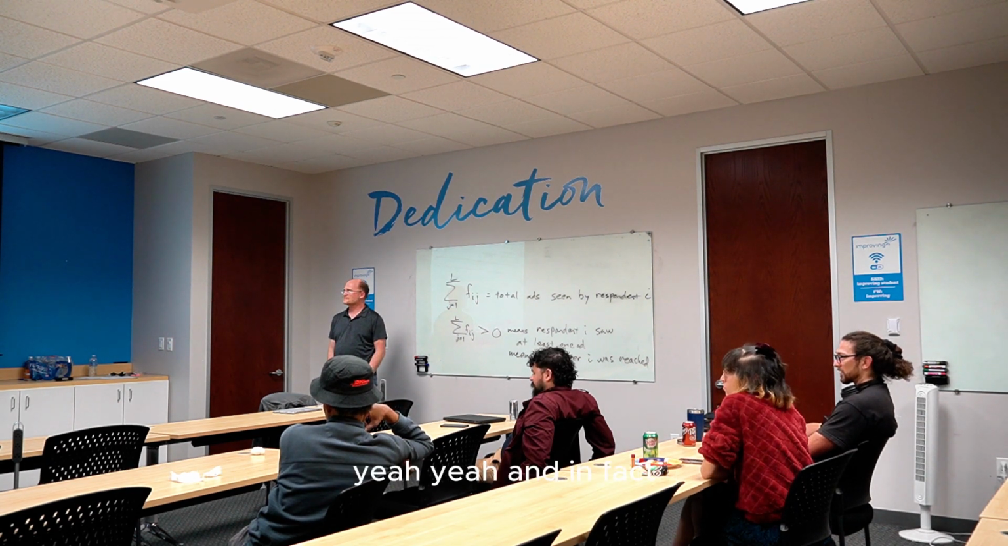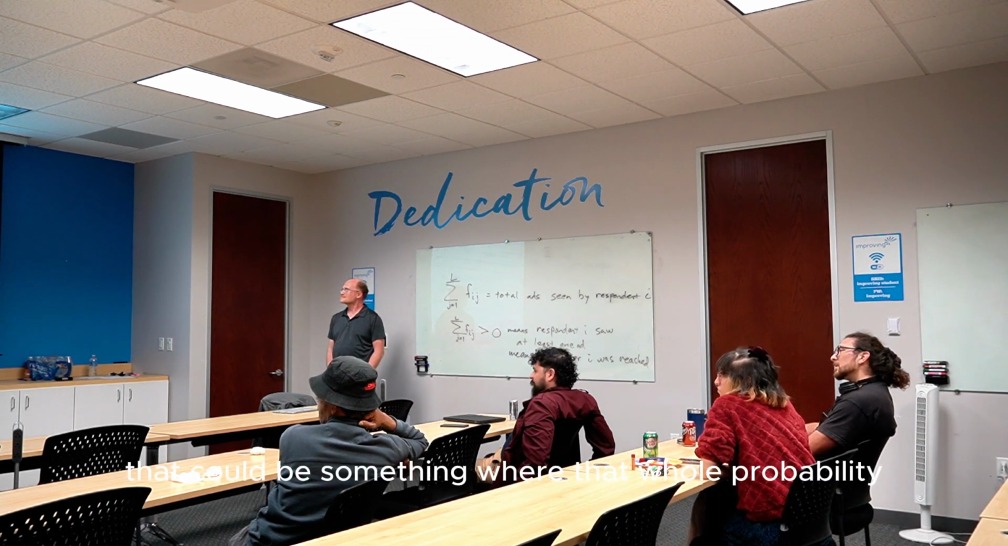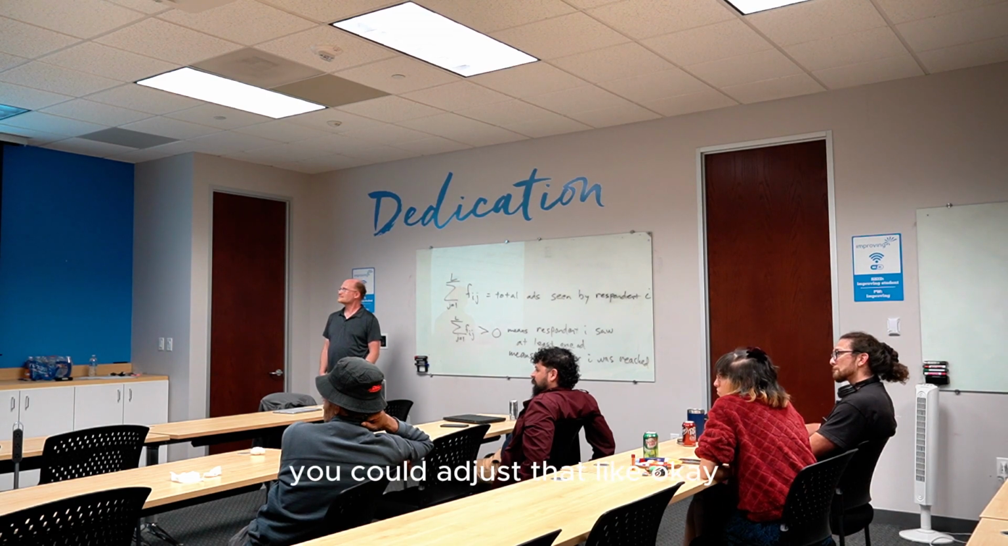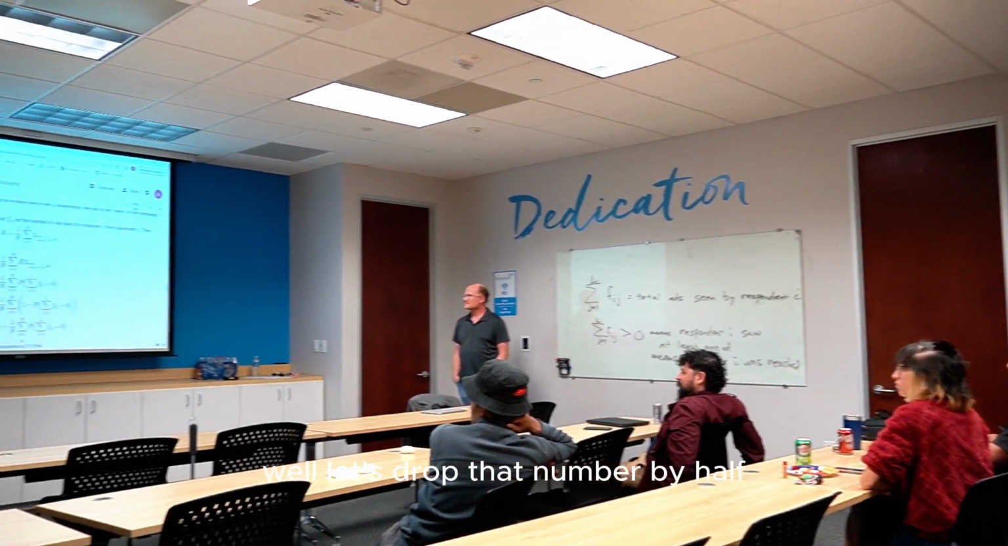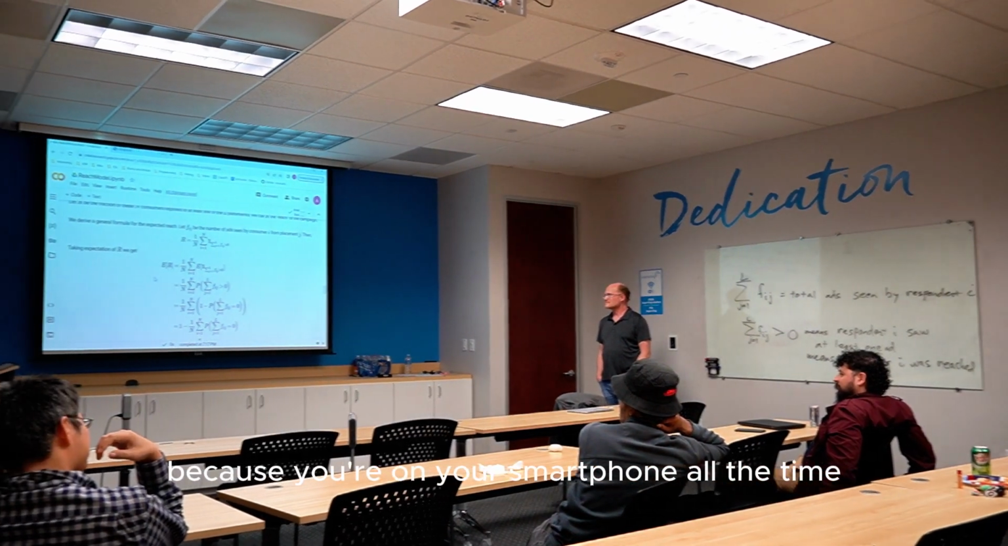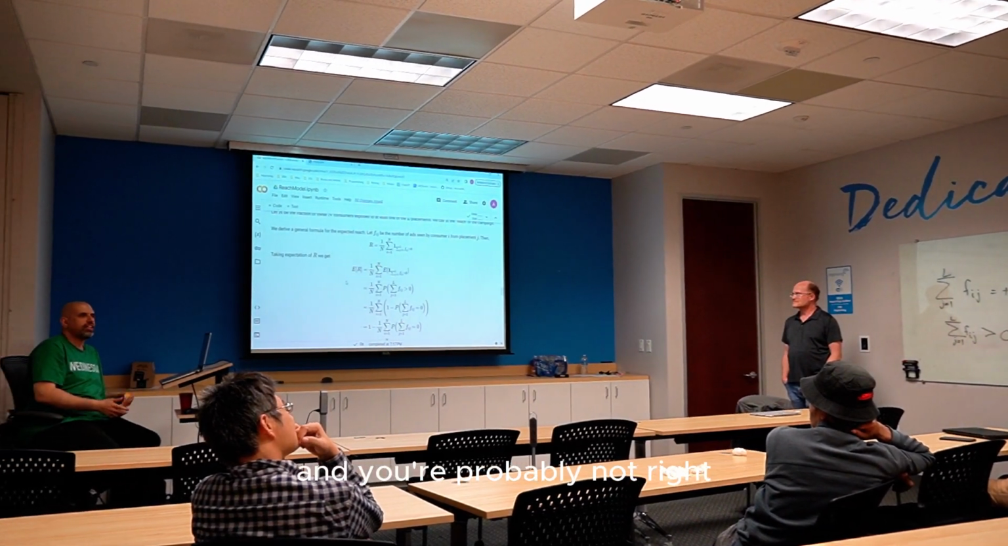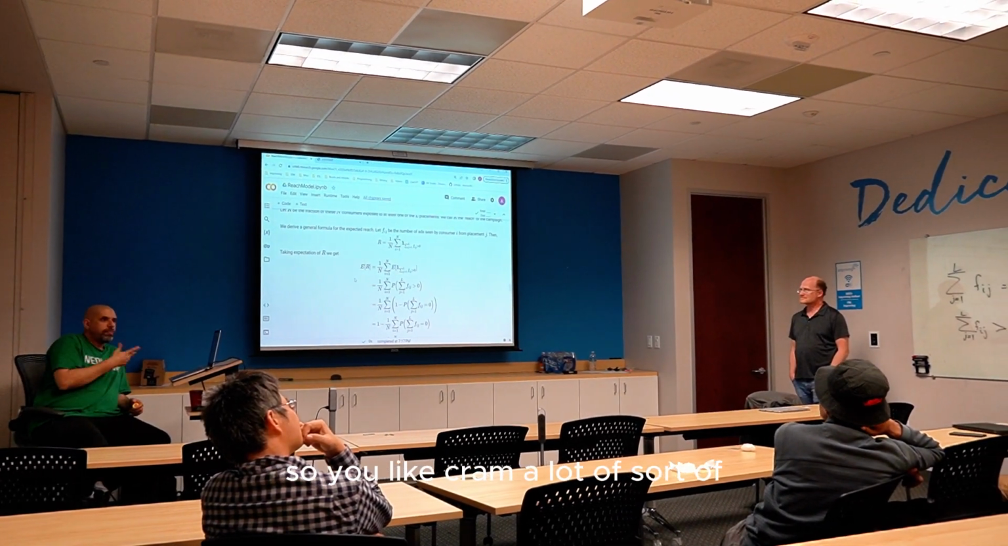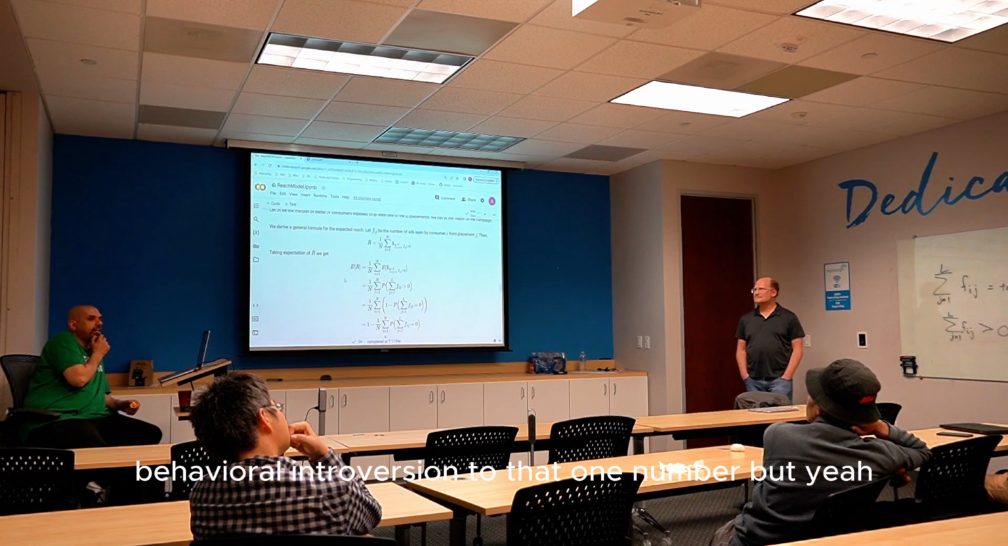I imagine that has a whole other layer of complications. And in fact, that could be something where you could adjust that whole probability of seeing an ad. Like, okay, let's drop that number by half because you're on your smartphone all the time and you're probably not looking. So you can cram a lot of behavioral information into that one number. But yeah, it's a very good point.